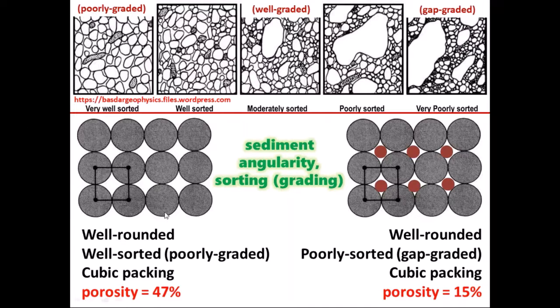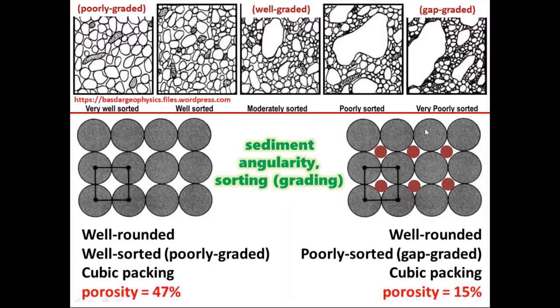To show that, take a look at the gray spheres in this diagram on the left. Here we have sediment particles that are all round, not angular, but they're spherical and all the same size, and they're stacked together in what we call a cubic packing order. In this situation, that sediment would have a porosity of almost 50%. In other words, almost 50% of that material is actually just open space in between the grains.